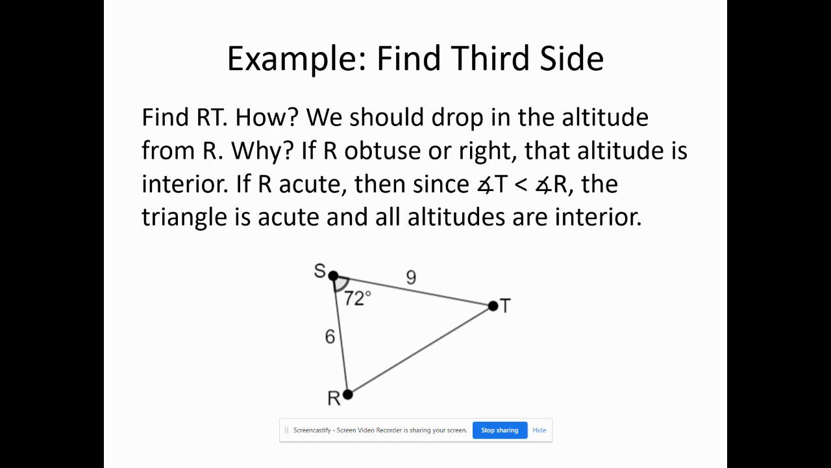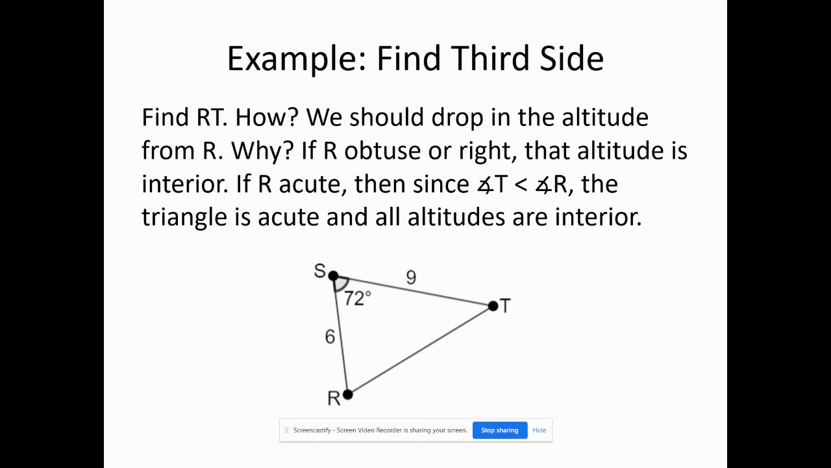So let me just show you an example. Here is the side angle side type case. I've got this triangle RST with a pair of sides 9 and 6 and an included angle of 72 degrees. And I want to find the third side. That is, I want to find the length of RT. I need to drop in an altitude. Three possibilities, right? Because every triangle has three altitudes.